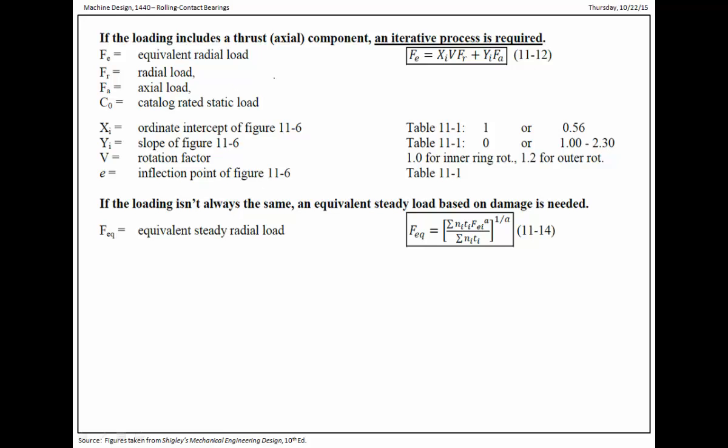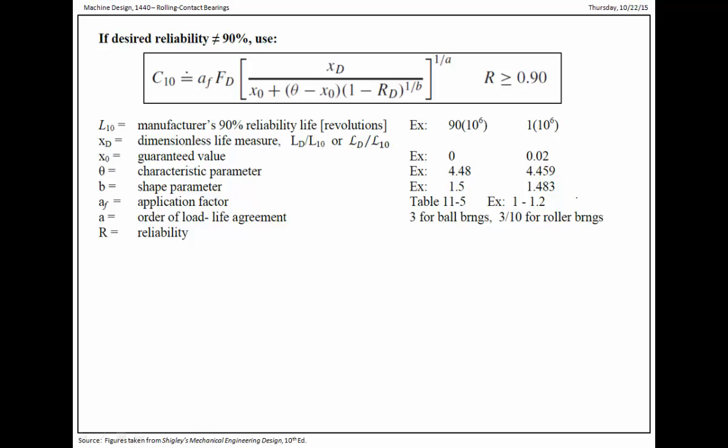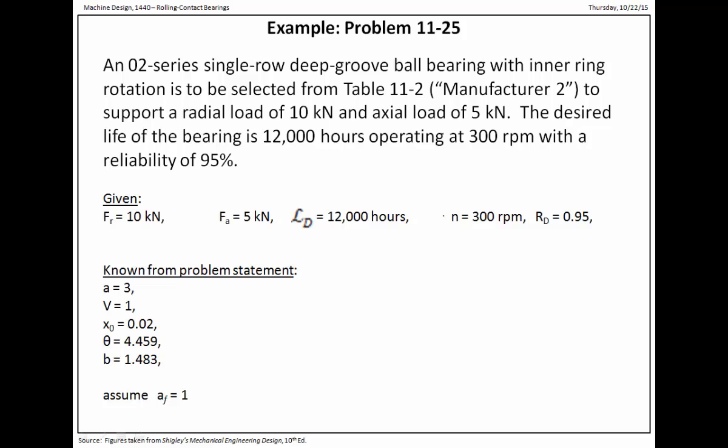If we need that equivalent radial load, we're going to use this equation right here combined with table 11.1. And then we've also discussed the equivalent radial load. If we want greater than 90% reliability, we're going to have to come up with this dimensionless life measure right here, where we take this ratio and put them in there for the XD, and then we also establish this Weibull distribution life. And once again, I want to emphasize that the little a is this order of load life agreement. It's 3 for ball bearings and 10/3 for roller bearings.